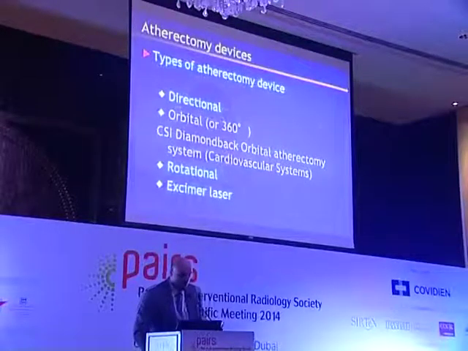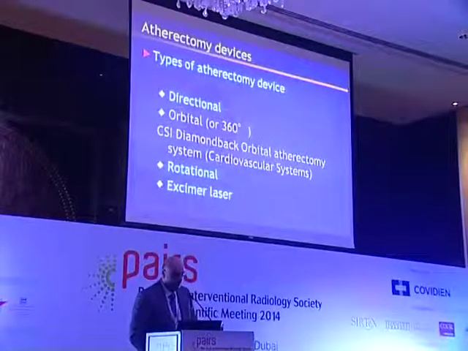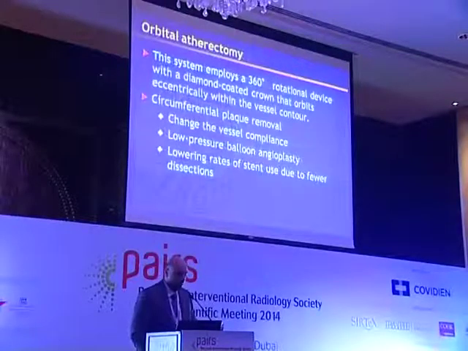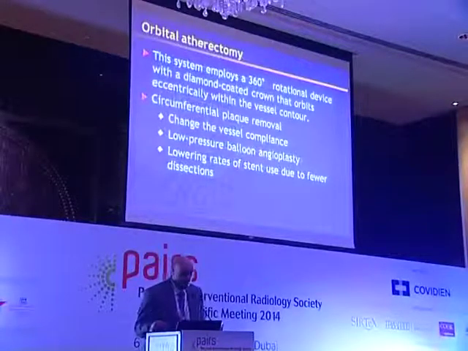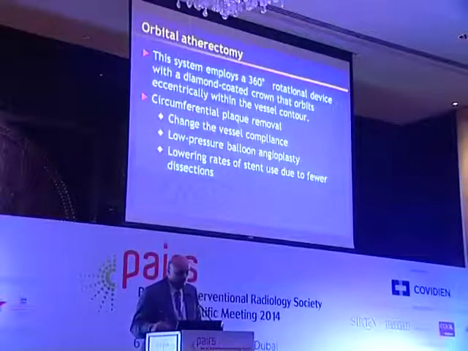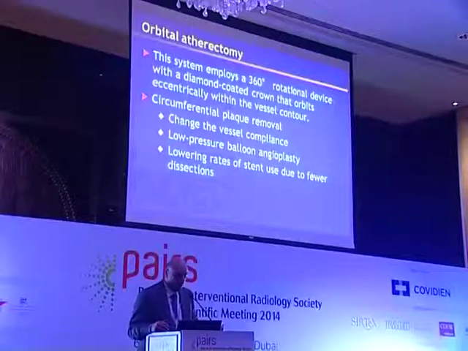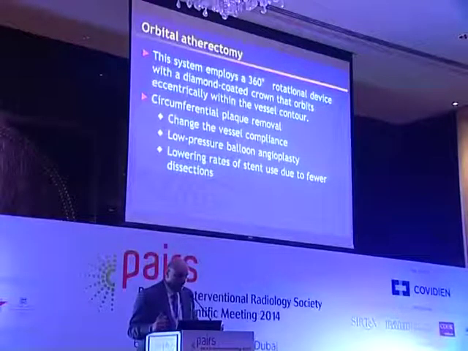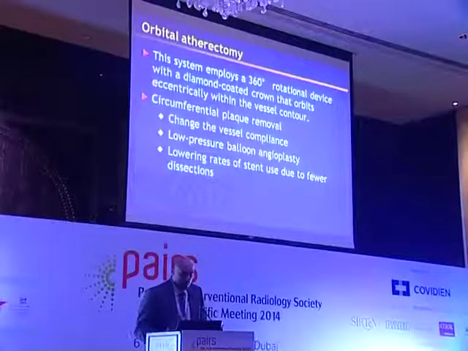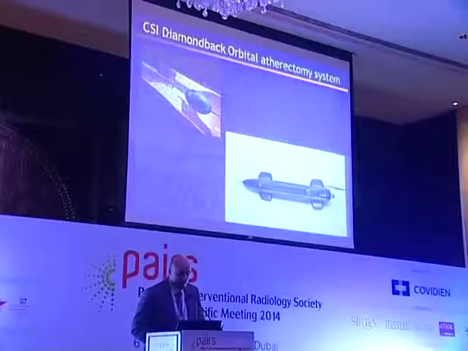Moving on to orbital atherectomy, the CSI Diamondback orbital atherectomy device. It's a diamond-coated crown that rotates and basically cuts mostly calcium. It's a pretty good device for calcium. It definitely changes the vessel compliance and allows you to use low-pressure balloon inflation.